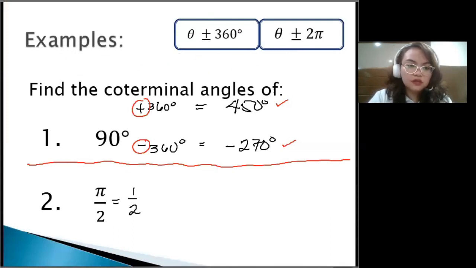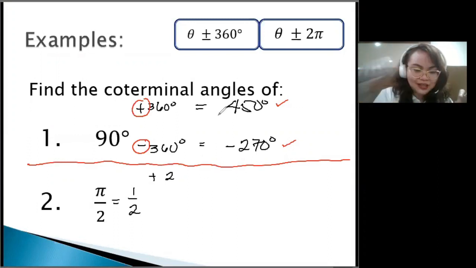Okay, so let's proceed again. We have now our radian measure. First, let's add 2. For those who do not have powerful calculators, such as two-liner calculators, this is what you would do.